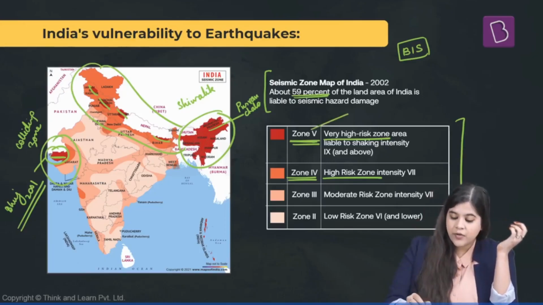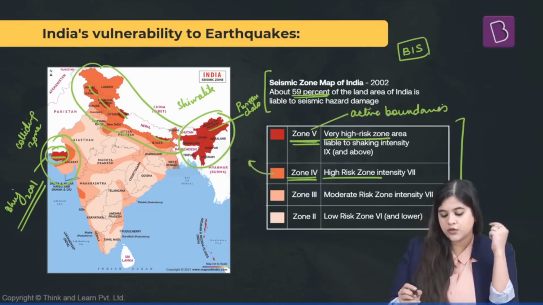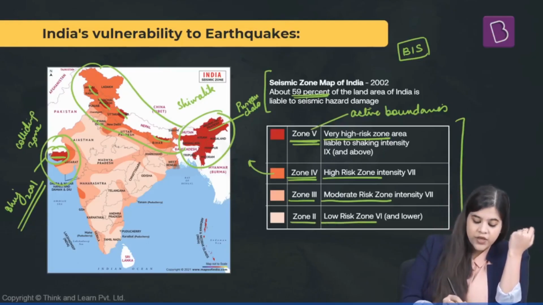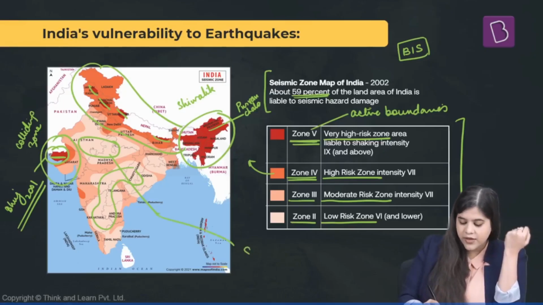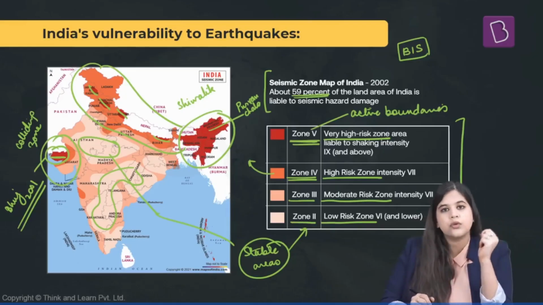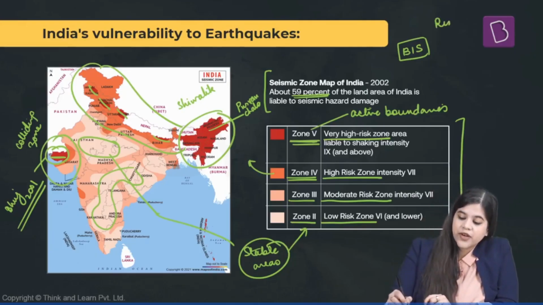So, active boundaries zone 5, areas surrounding the active boundaries are zone 4. Then we have zone 3 with moderate risk zone, and zone 2, that is the low risk zone. We know that the Deccan area and the central part of India are very stable areas. And that's why most of the places in this region belong to either zone 3 or zone 2. So this is the risk profile of India when it comes to earthquakes.